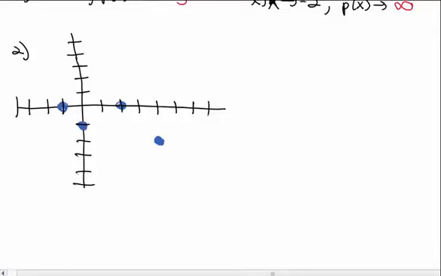Then what I'm going to do is add some asymptotes. We're going to put a vertical asymptote at 3. We're going to put a horizontal asymptote at 3. And a horizontal asymptote at -3.